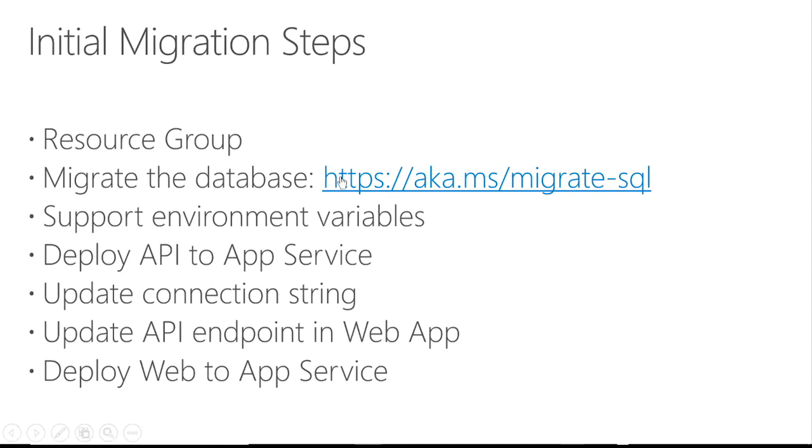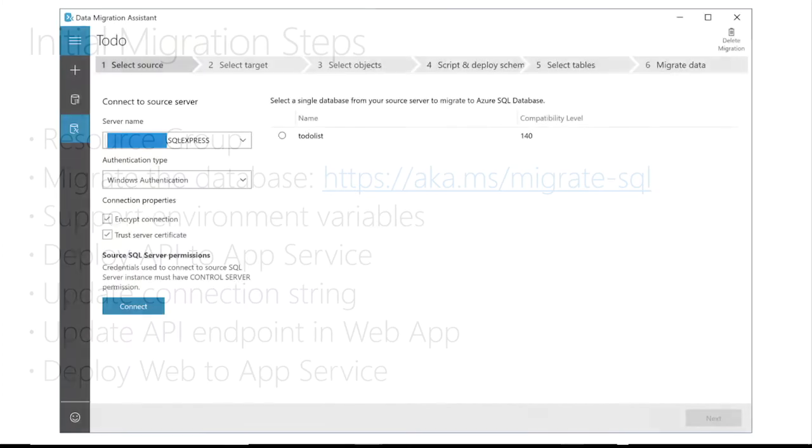We're going to follow the steps at aka.ms/migrate-sql. This will tell you how to get your on-premise SQL up to the cloud in a straightforward fashion. I'm going to make sure our application supports environment variables, which is how we'll manage secrets in the cloud. And then we're going to update the connection string once we move that application so it's talking to our Azure SQL instance. Then we're going to take the web app, make sure it's talking to the cloud version of the API, and move that into the cloud as well. And we're going to do all this live.